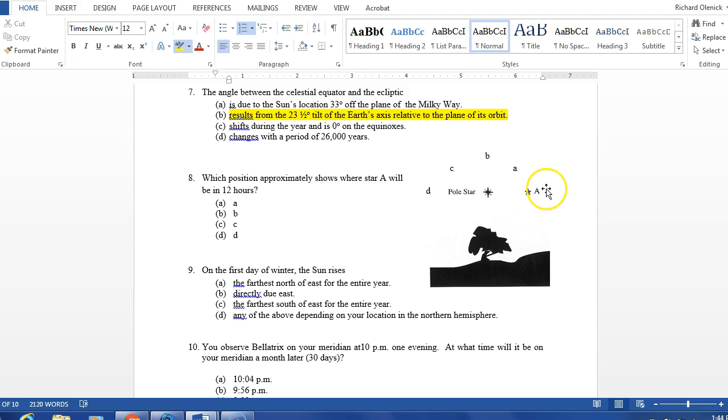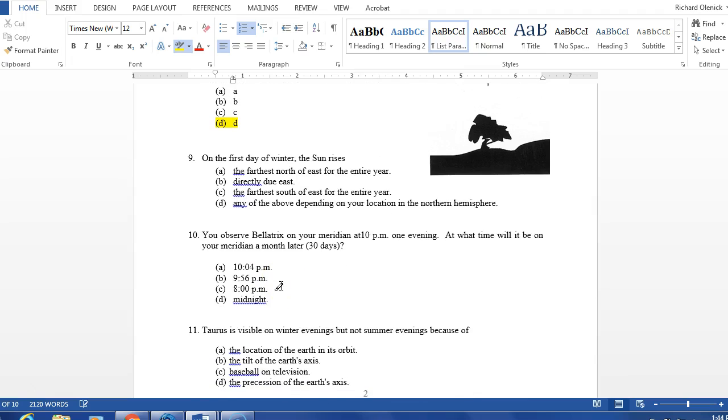Which shows where the star A will be in 12 hours. Well, 12 is half of 24, so that means it's gone halfway around a circle in the sky, and that would take it to position D. On the first day of winter, the sun rises at its farthest south of east for the entire year.